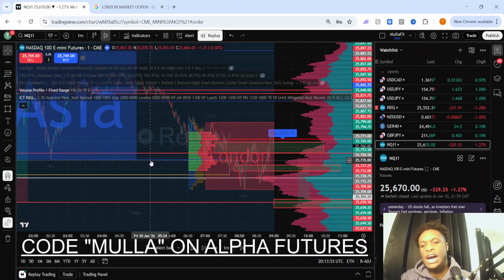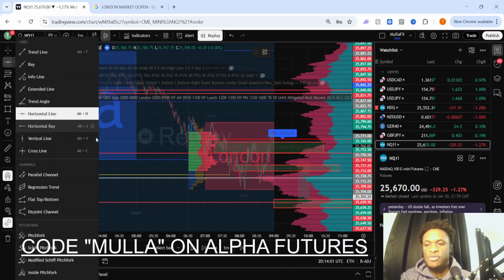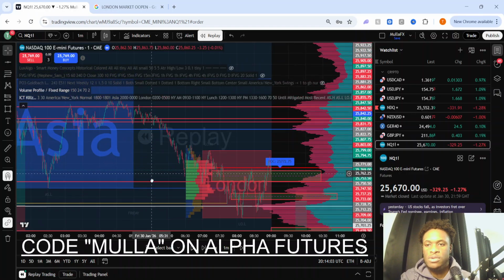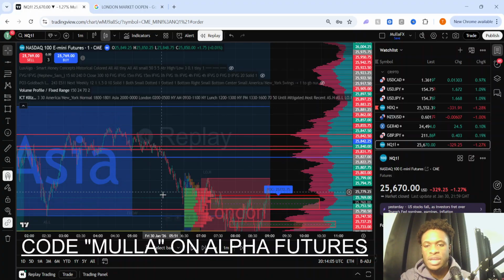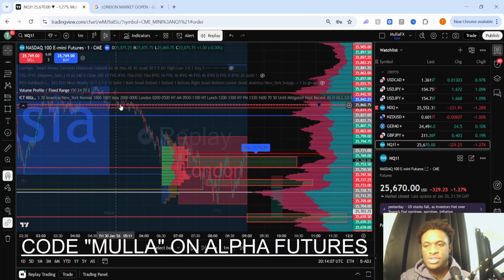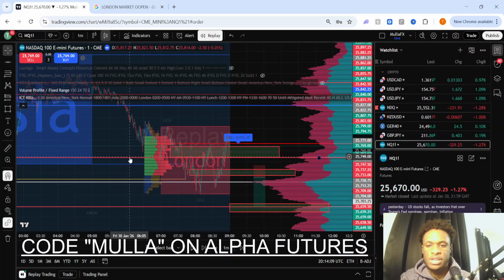I look for the Asia highs. Often I would mark it out and put it on the chart, but it already is here, so I don't really need to do it. I'll look for the Asia highs, I'll look for the Asia lows as well. So I'll look for a sweep of either or. In the London session, as you can see, from Asia session through London session, the lows were swept.